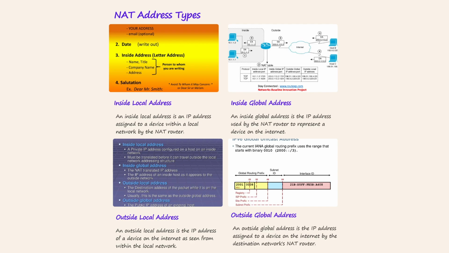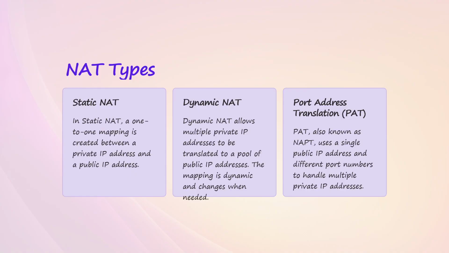So what types of addresses does NAT have? First, inside local address, inside global address, outside local address, and outside global address. Okay. So NAT types: static NAT, dynamic NAT, and port address translation. In static, a one-to-one mapping is created between a private IP address and a public IP address. Dynamic allows multiple private IP addresses to be translated into a pool of public addresses. That mapping is dynamic and changes when needed.